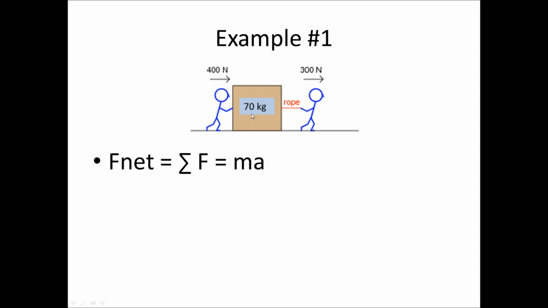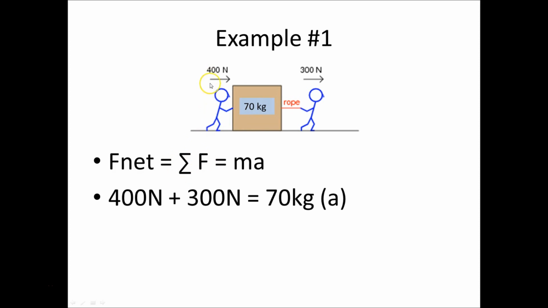So we'll just simply use our F net equals ma. We're going to sum up our forces. We have 400 plus 300, both to the right. That gives us 700 as our net force. And then we just set that equal to ma, where m was 70. So 700 equals 70 times a, giving us an acceleration of 10 meters per second squared, and that is going to be to the right.